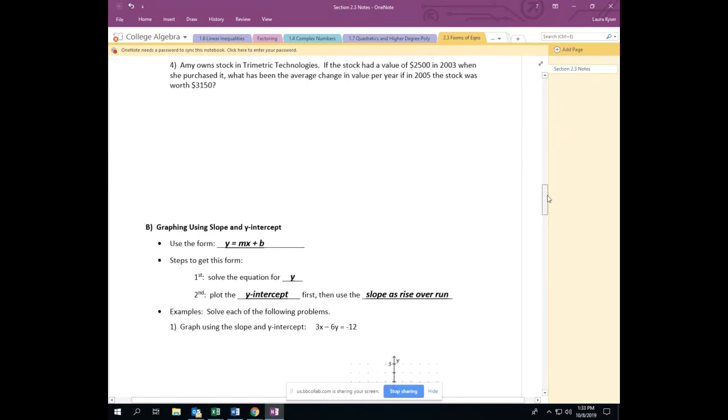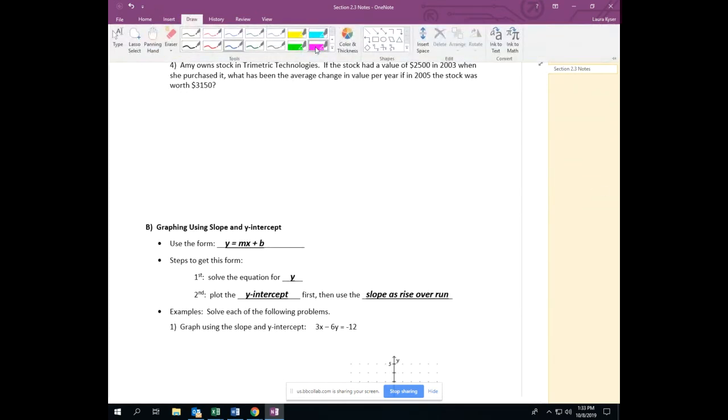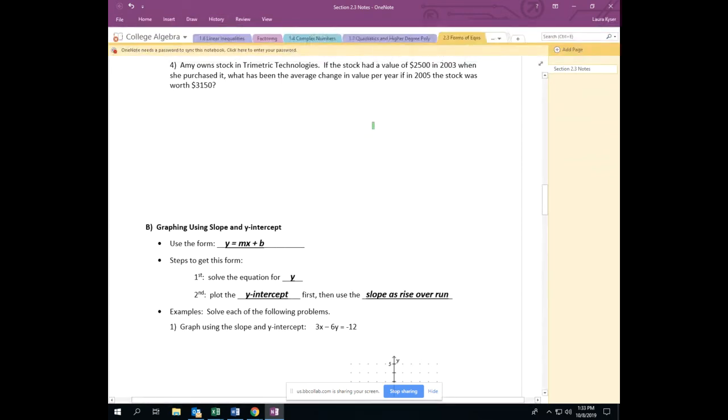Oh, here is an application problem. So here's where you're going to see your stuff is not given right to you as an ordered pair. We are going to set up the ordered pairs based on the data. So this is talking about owning some stock, and it's setting up these different pairs of numbers with value per year. So in this one, it's 2,500 in 2003, and then in 2005, it's 3,150.